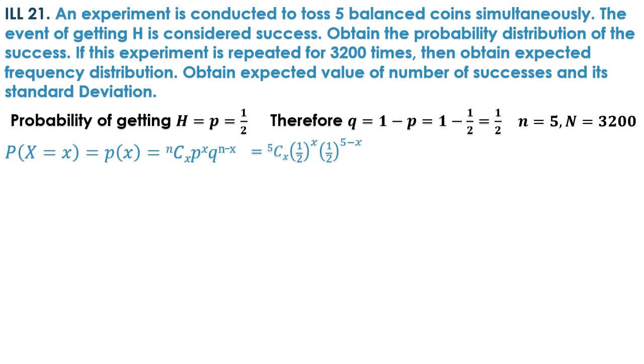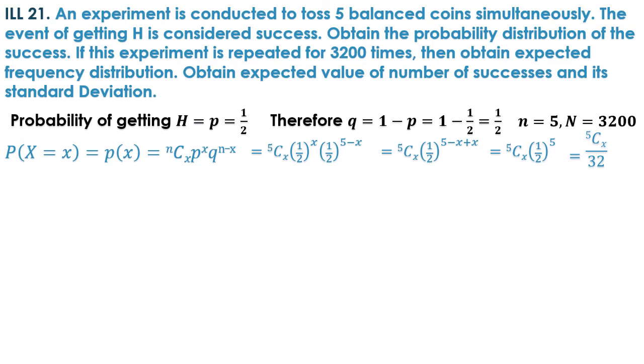Now because the base is the same, 1 upon 2 and 1 upon 2, when we multiply the values, their powers will be added. So 5 minus x plus x gives 5Cx, 1 upon 2 raised to 5. Getting my point here? 1 upon 2 raised to 5 is 1 upon 32. So 5Cx into 1 upon 32 is 5Cx upon 32. So the probability distribution here is 5Cx upon 32.